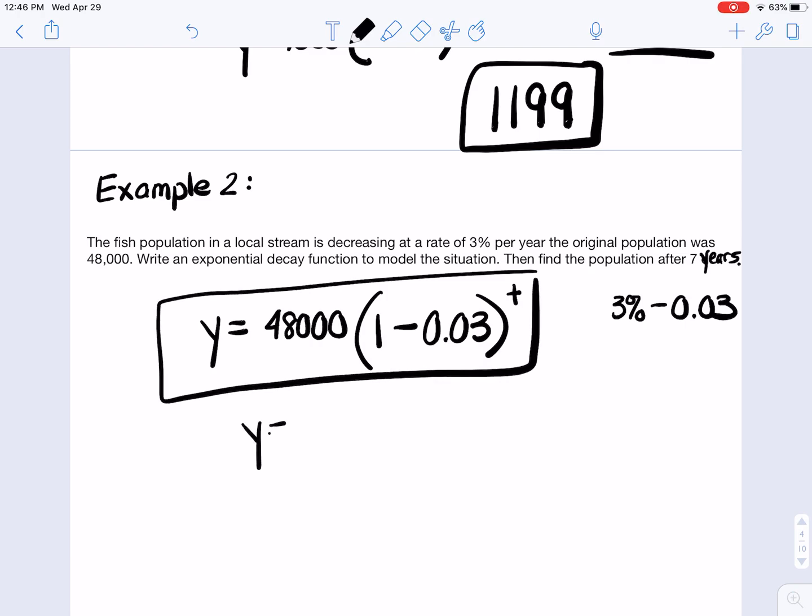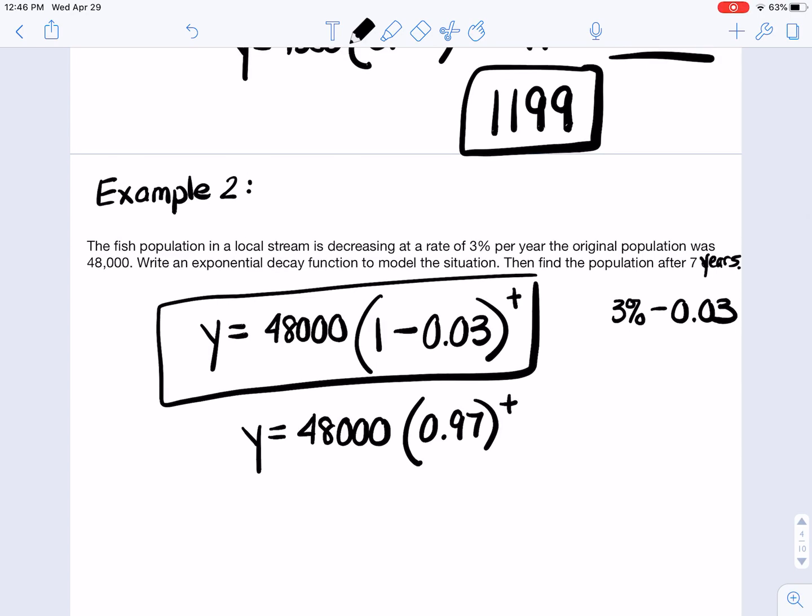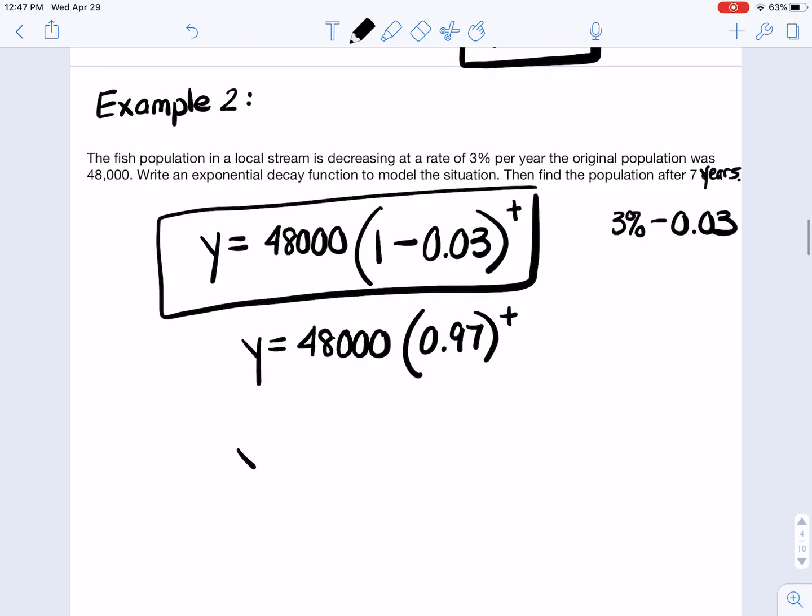Now, when you're asked to write the exponential decay function or even the growth function and you want to do the simplifying first and then write it like that, this is acceptable as well, to write it as 0.97 instead of 1 minus 0.03. As far as your quiz is concerned, you are going to have multiple choice, so I wouldn't give you both of those as possible options. I'd only give you one or the other. So just know that they do mean the same thing. Now, 7 years of time, so I'm going to plug in 7 for t.